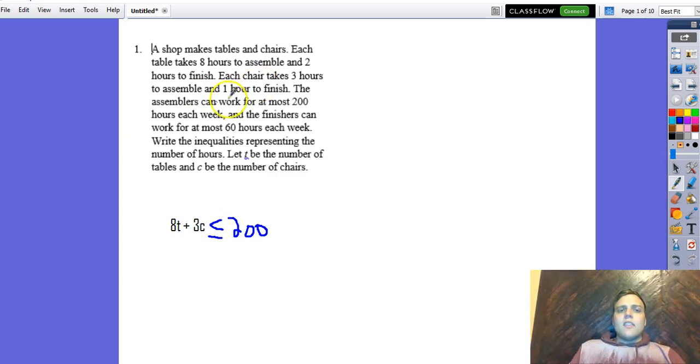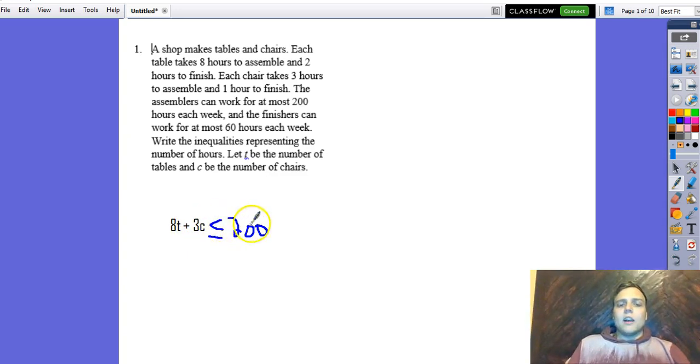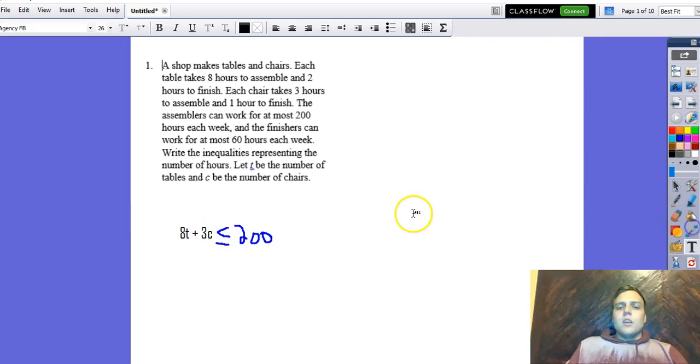Okay? And that the assembler can work for at most 200. Remember, at most means it's the highest number I can have. So that means that this side's got to be either equal to it or less than it. It cannot get greater than 200. Alright? So now we're going to talk about the finisher.